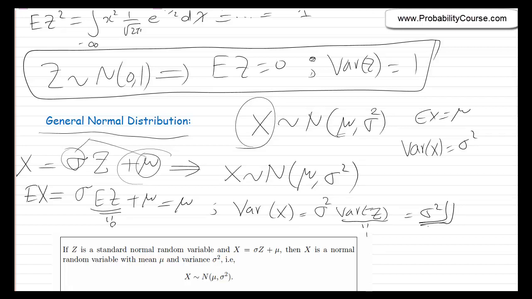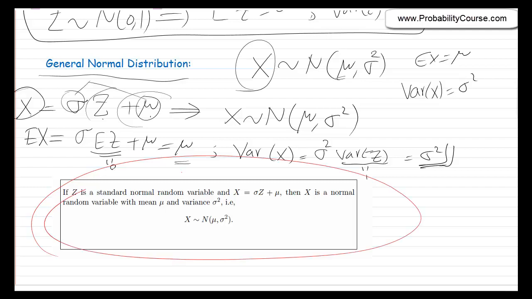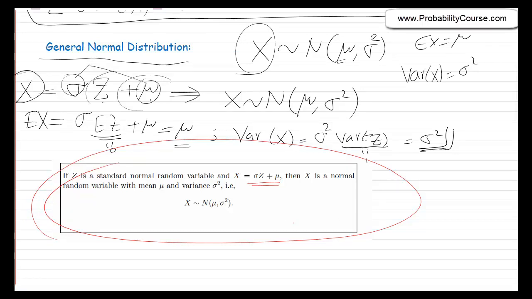Okay? So if I define a random variable X as sigma times Z plus mu, where Z has the standard normal distribution, I showed that its expected value is mu and its variance is equal to sigma squared. Now we define this as a normal random variable with parameters mu and sigma squared. So here is the definition. If Z is a standard normal random variable and X is given by sigma times Z plus mu, then X is a normal random variable with mean mu and variance sigma squared. Now I just defined it in terms of Z, but I need to give you the PDF and CDF. What's the PDF and CDF of X?